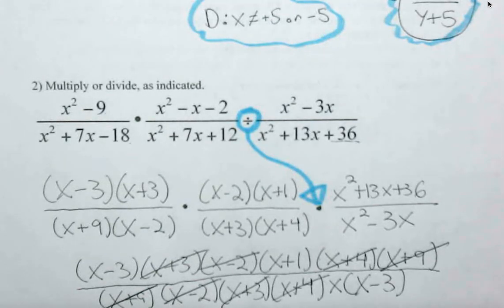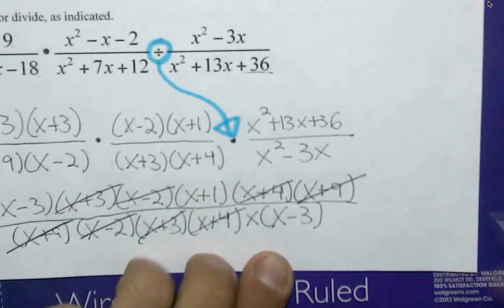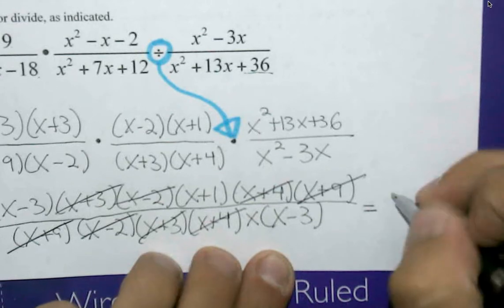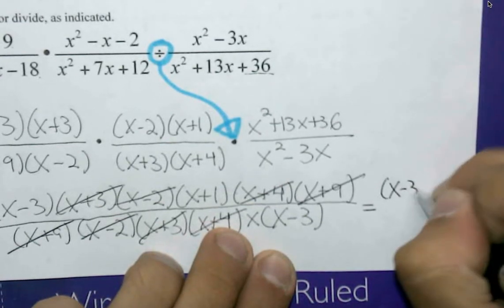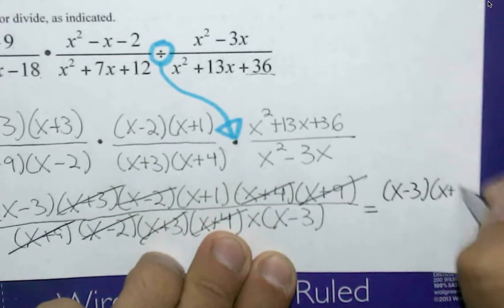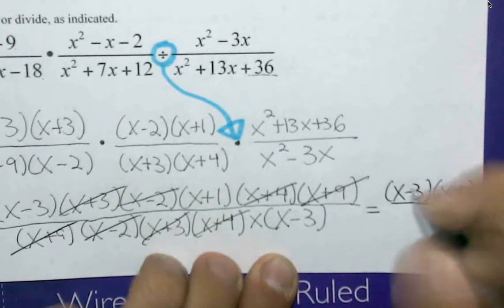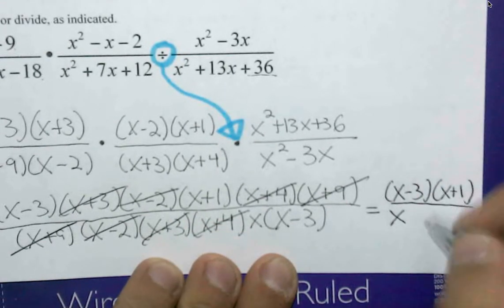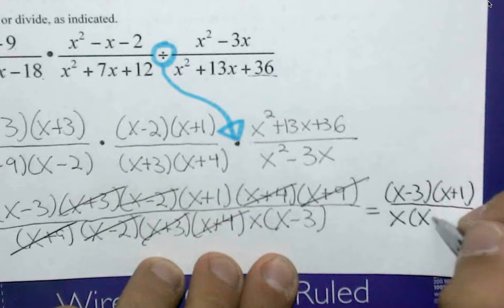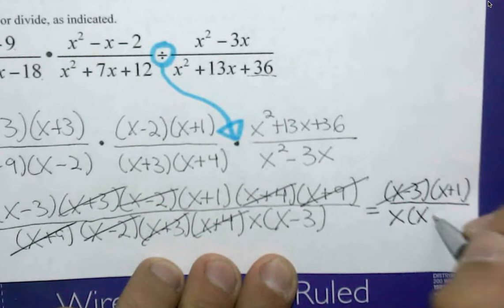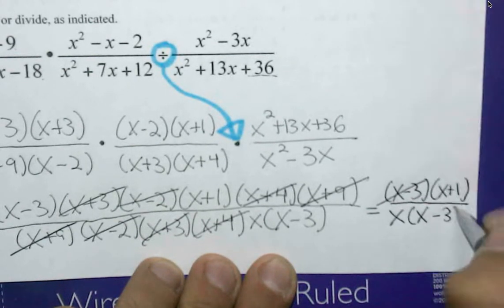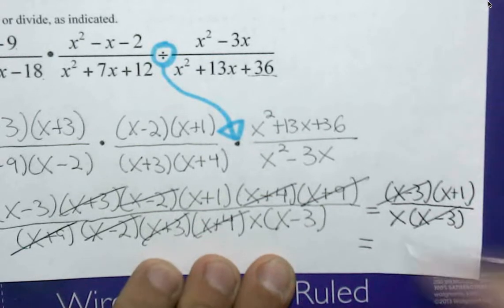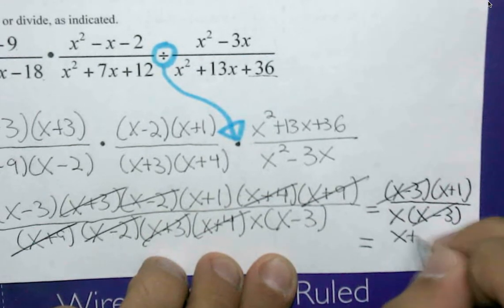So all we really have left in our numerator is the following. We have x minus 3, x plus 1, we have that x, and also x minus 3. Now we can cancel that too. So really all we need is x plus 1 over x.